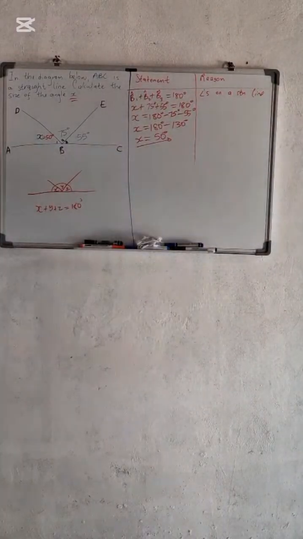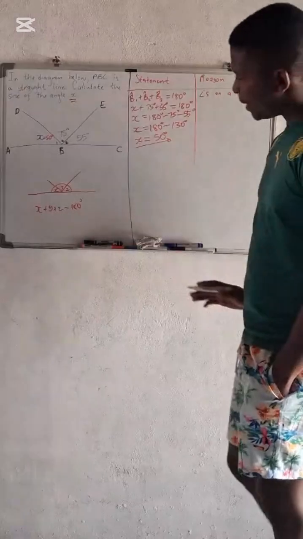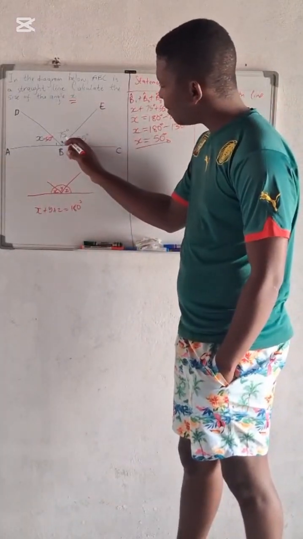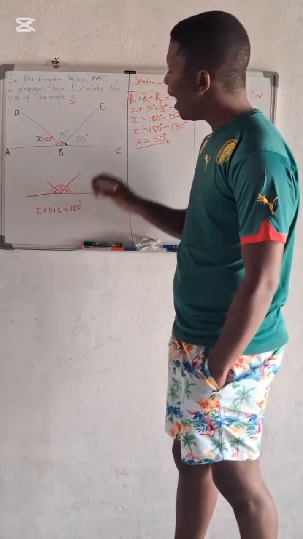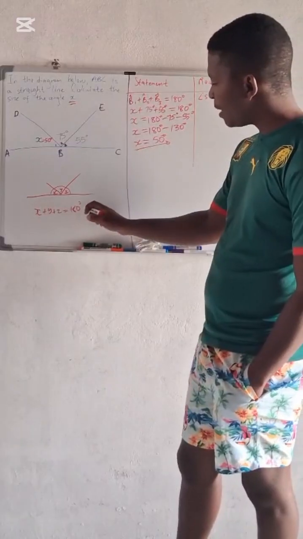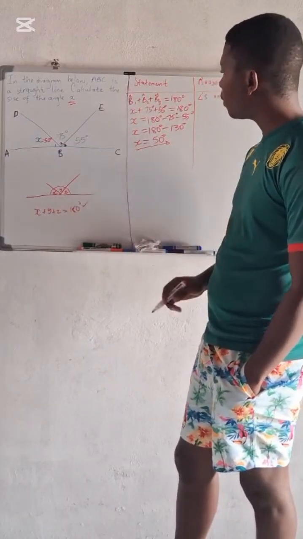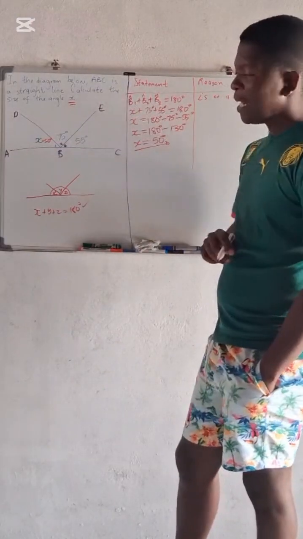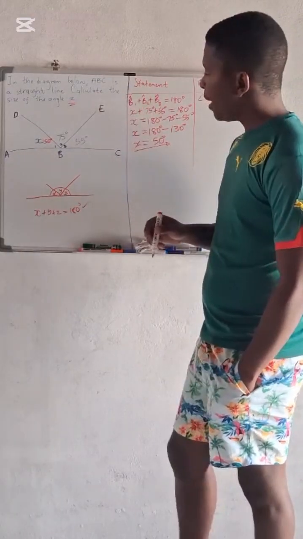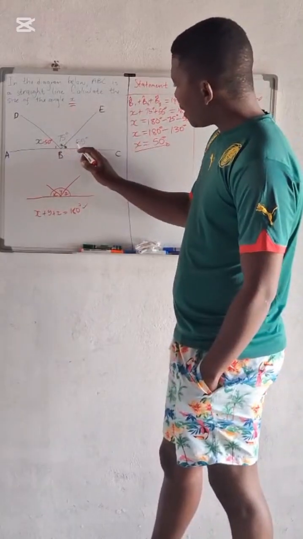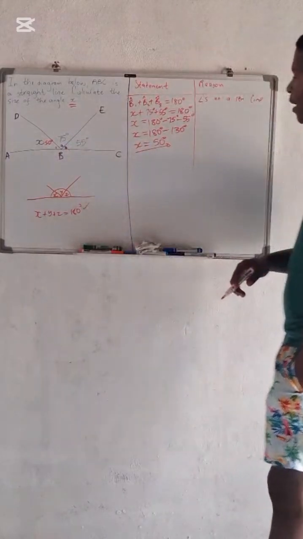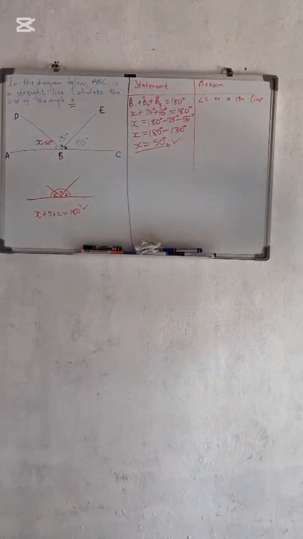Now, you need to check again if this is correct. When I add 55 plus 75 plus 50, I must get 180. Remember, that is what we said. All these angles, they are equal to 180. Right. 50 plus 50 is 100, 105 plus 75, that is 180. So this is a correct answer.